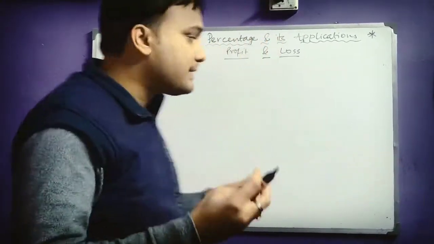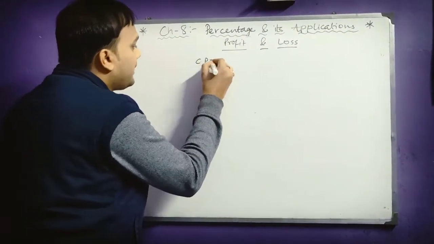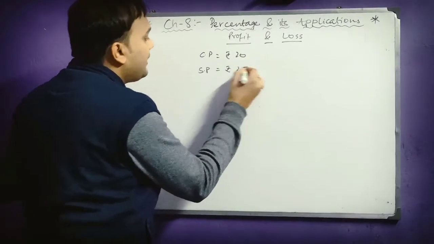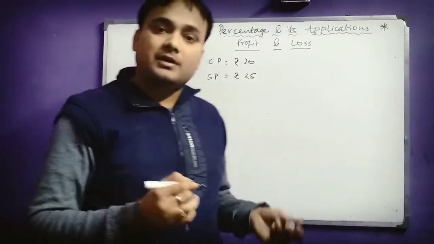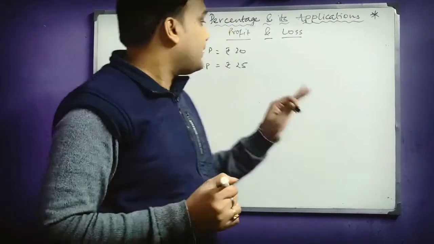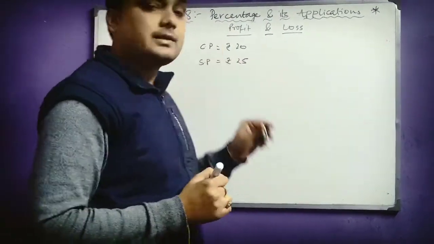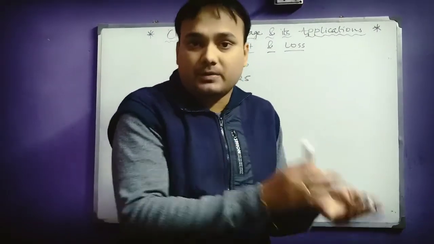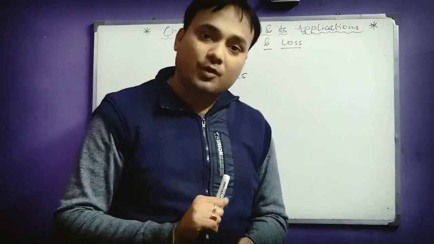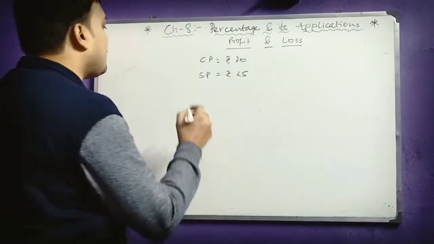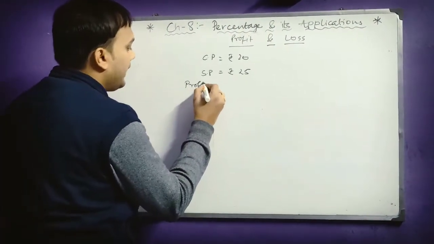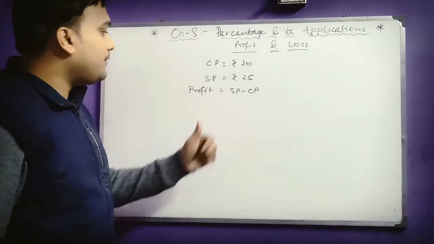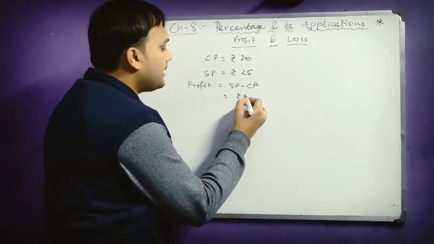So here you can see the CP of my pen is rupees 20 and I have sold this pen with rupees 25. So students, you can now understand yourself very nicely that obviously SP is greater than CP. That means I have sold for 25 but I have only spent 20 rupees on the same thing. That means I have made a profit here, and that profit will be equals to SP minus CP. Okay, so SP minus CP will give me the profit, that will be rupees 5 here.